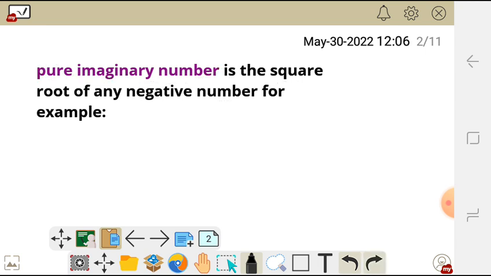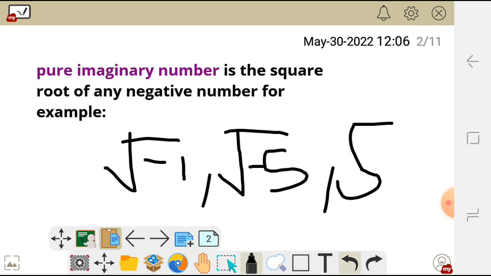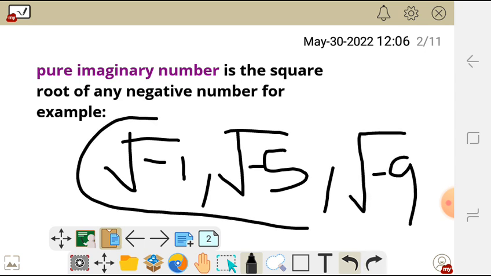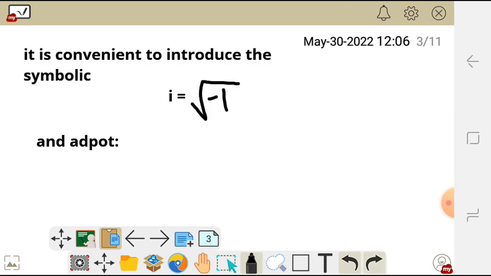For example, the square root of -1, or the square root of -5, or the square root of -9. These are what we call pure imaginary numbers, the square root of a negative number. So it is convenient to introduce the symbol i. Mathematicians developed a symbol which is i, which is equal to the square root of -1.